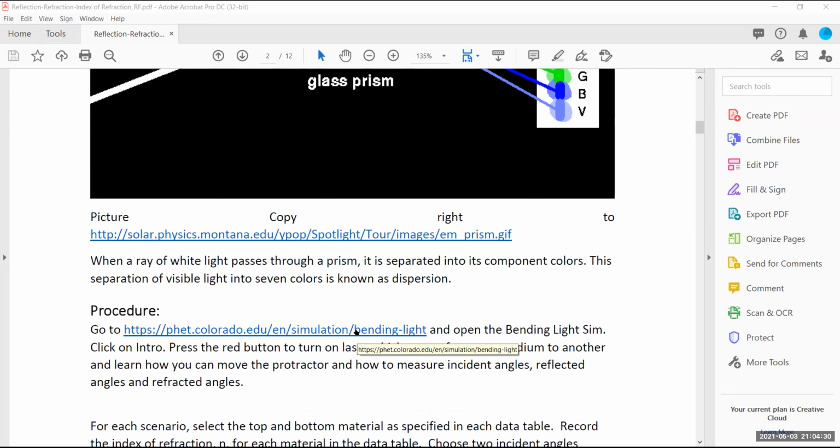So this is the procedure. I'm going to click on it. Once I click on it, I'm going to stop sharing the screen and share basically where we are, the link. So let me share that.